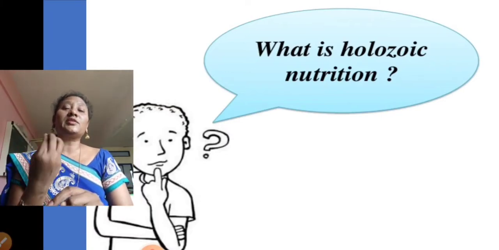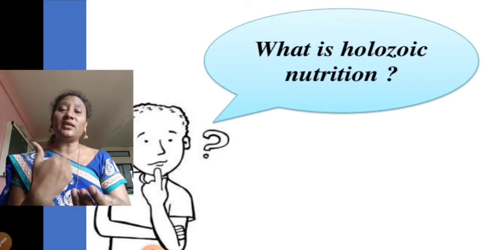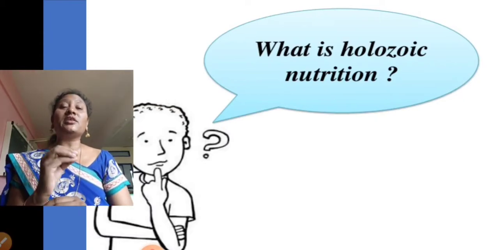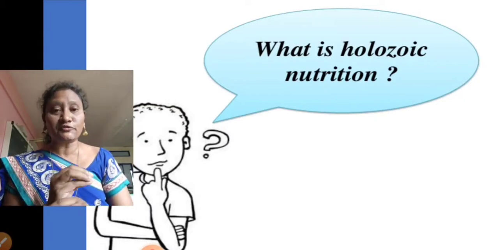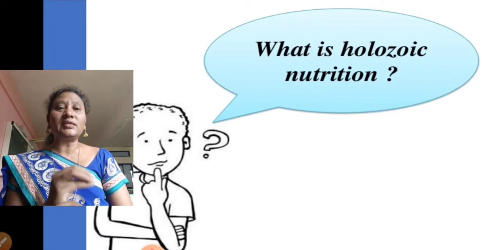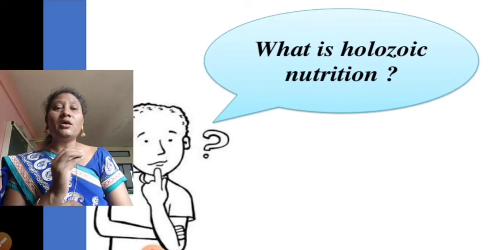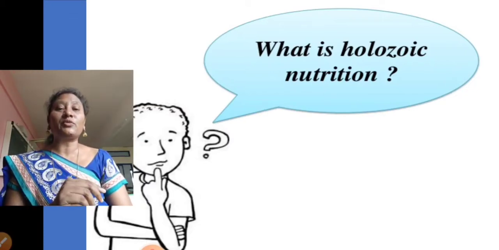In this nutrition, digestion takes place first and then intake of food happens. The fungus and the bacteria release the enzymes into the food substances, and they dissolve the food substances, convert them into a simple form, and absorb the food. Such a nutrition is called saprophytic nutrition.